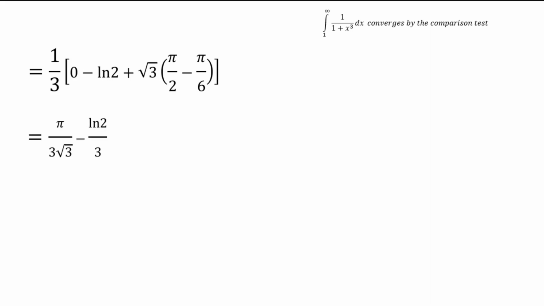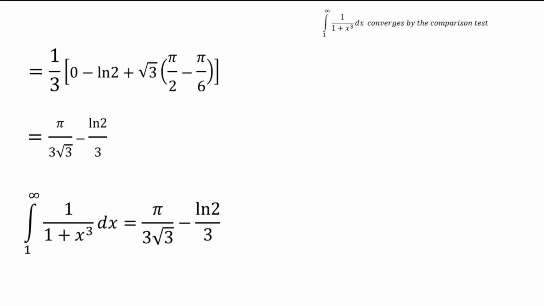So we simplify this out, and I get pi over 3 root 3 minus the natural log of 2 over 3. There we go. That's a number. That's a convergent number. And I can conclude that my integral from 1 to infinity of 1 over 1 plus x cubed dx is equal to pi over 3 root 3 minus natural log of 2 over 3. But we're not done. Let's stop and think about this just a little tiny bit.